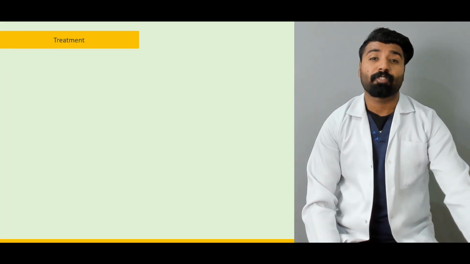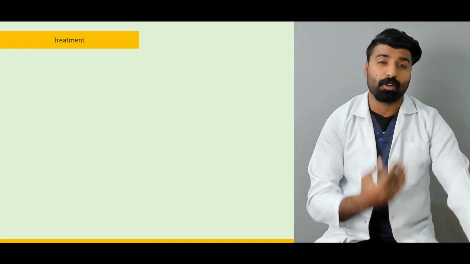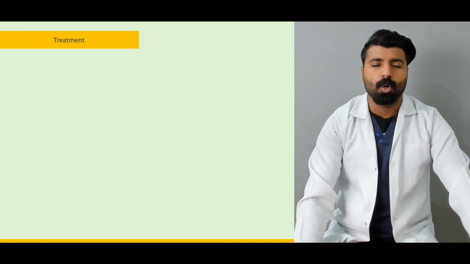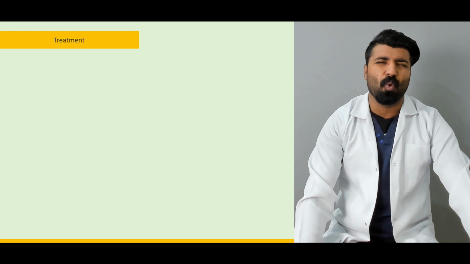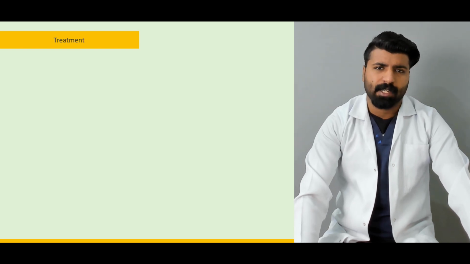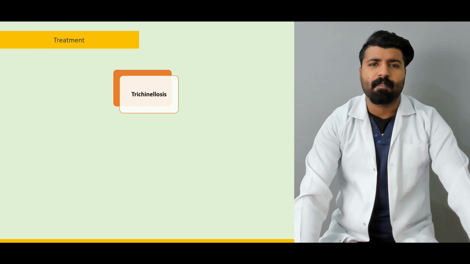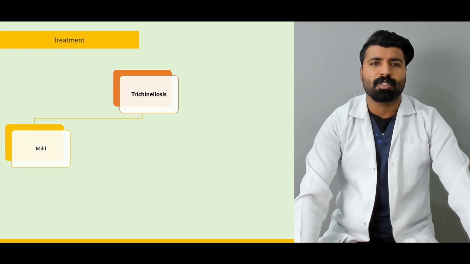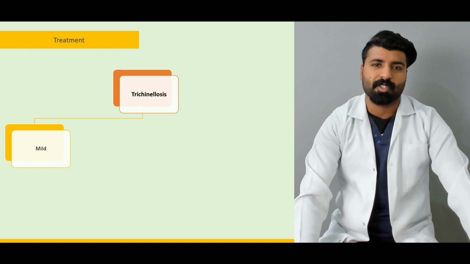Now let's talk about the treatment options. What treatment options do we have for mild infection, for moderate infection, for severe infections? I told you that most of these cases get treated. Most of these cases don't go into a further stage. We treat them, and afterwards they don't get this infection again. So in trichinosis, we have 3 different substages: either it's a mild infection, a moderate infection, or a severe infection.